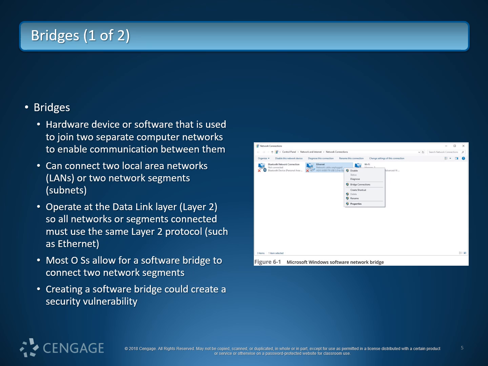Bridges are either hardware devices or software that joins 2 separate computer networks to enable communication between them. Kind of like when we talk about trunk ports in VLAN study, when we get into Net 126. We can connect 2 local area networks or 2 segments or subnets together by using a bridge. This is going to operate at data link layer 2. So the data link, of course, being one above physical. So that way we go above the cabling, and we're going to go ahead and get just below the network layer, layer 3. So all networks or segments that are connected must use the same layer 2 protocol. In this case, we're going to primarily talk about Ethernet 2, which is the current standard.